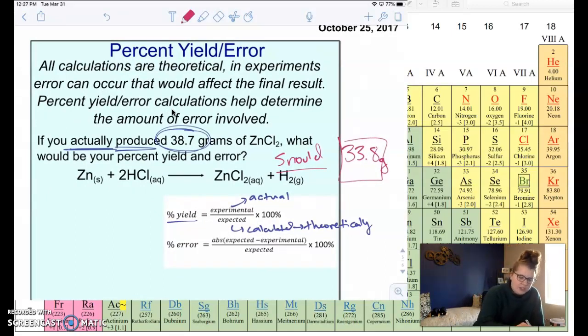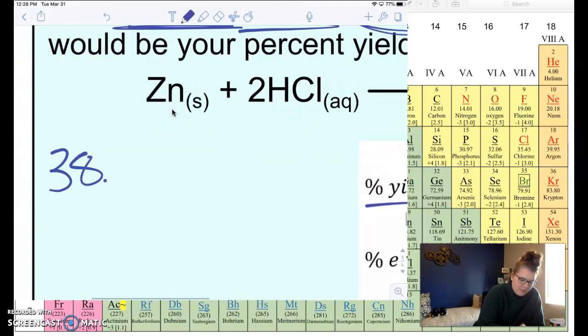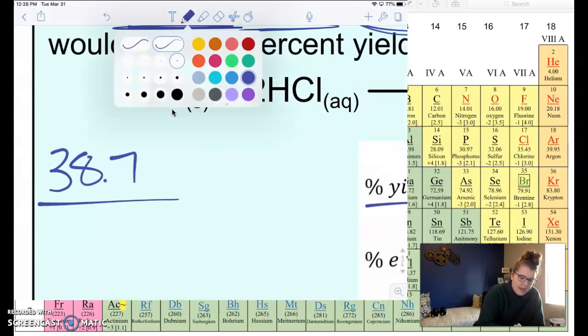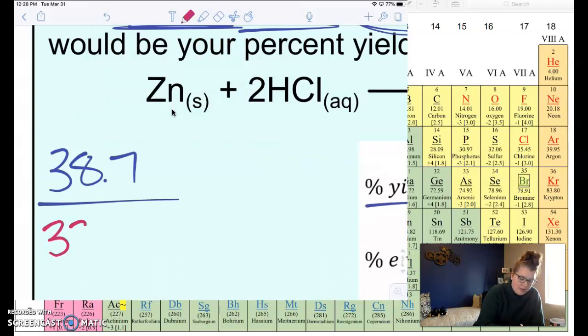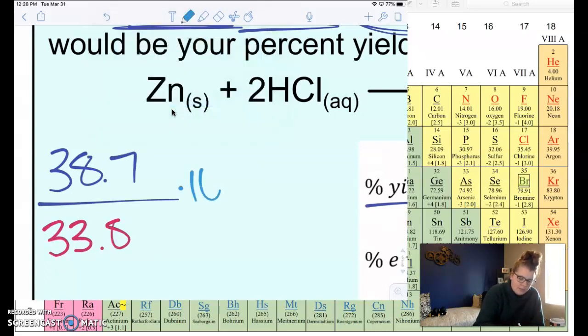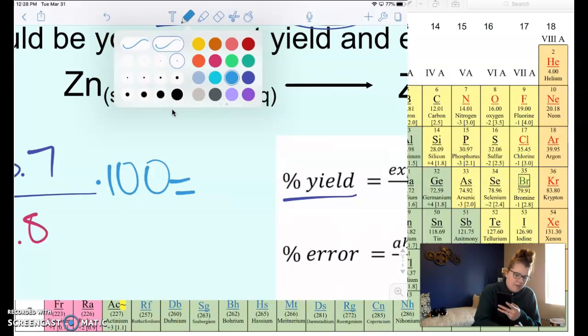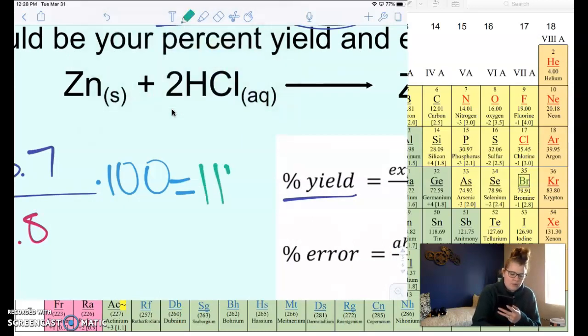Again, our equation here is actual over expected. So if I actually made 38.7 and I should have made 33.8, and you're ultimately going to times this value by 100. So 38.7 divided by 33.8 times that by 100, I get 3 sig figs. My final answer is coming out to be 114%.